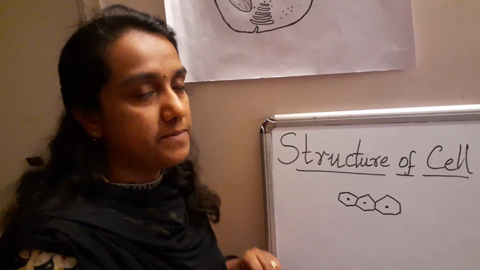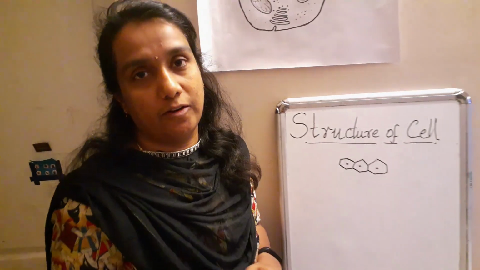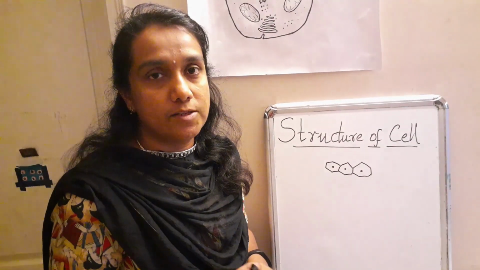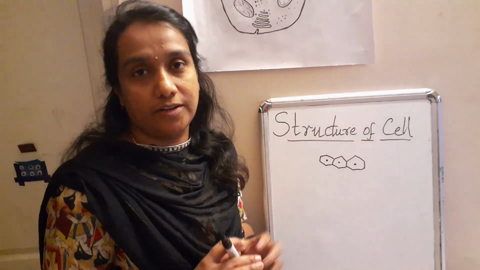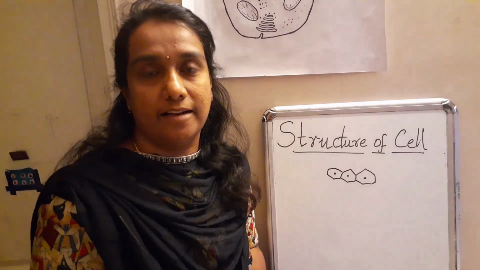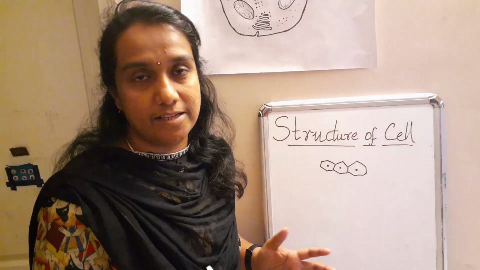When we observe the cell under an electron microscope, we can see a little more magnified structure. So today we will see the structure of the cell in detail. Three main things, three main features, are there.